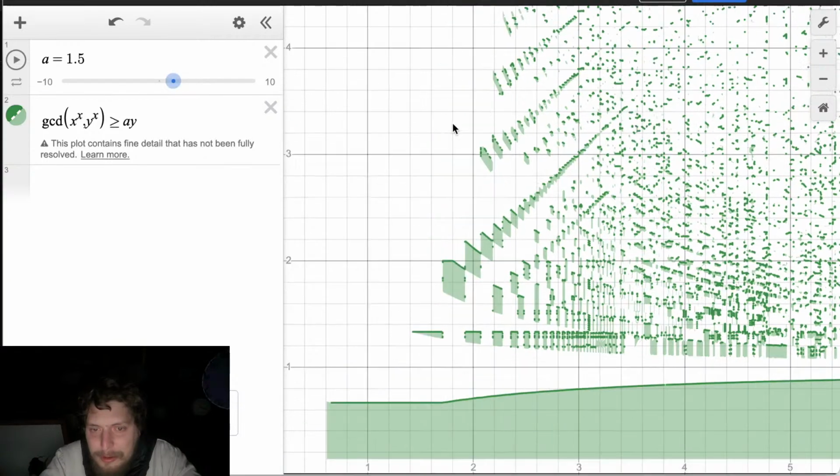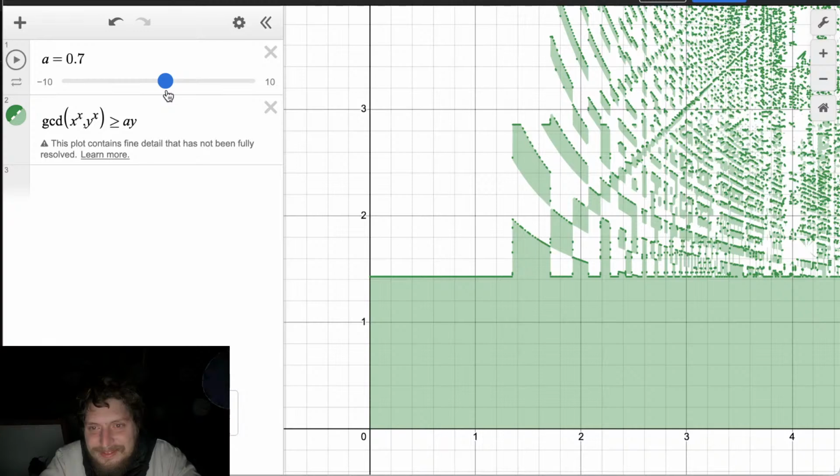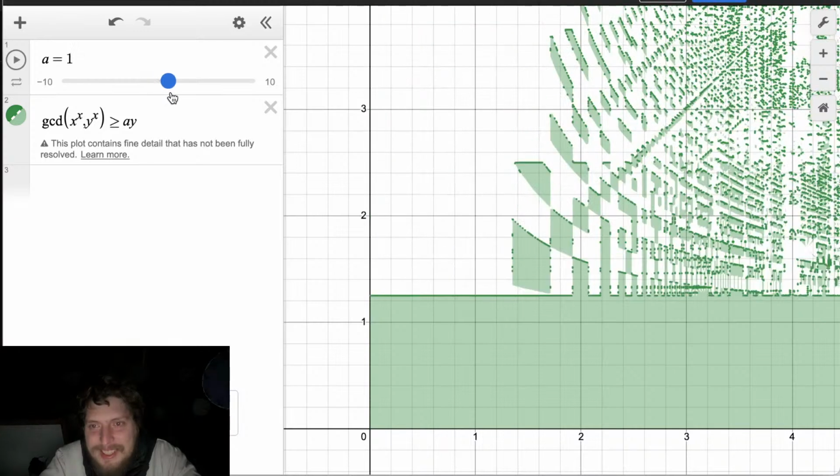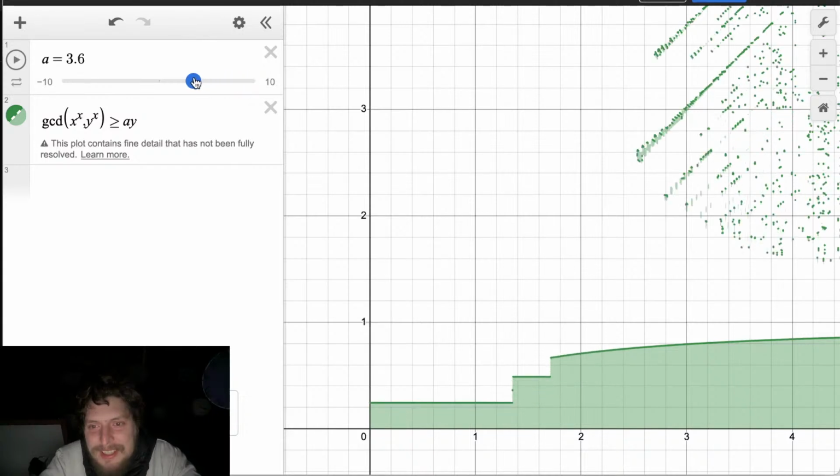Whoa, that's kind of cool how this one builds. Ooh, yeah, it paints this interestingly. Like you see it as it comes in, it paints this.